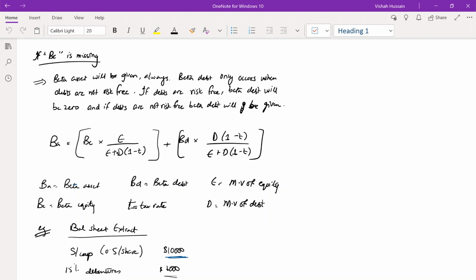Beta debt is often risk free, but if it is not risk free, then the question will mention it, and if it is risk free, then also the question will mention it. So if the debts are risk free, beta debt will be 0, and if debts are not risk free, then whatever the beta debt is given, you will use that. The formula is beta asset is equal to beta equity into E over E plus D(1 minus T), where E and D are the market value of equity and market value of debt, plus BD, where beta debt is the BD, into D(1 minus T) over E plus D(1 minus T).